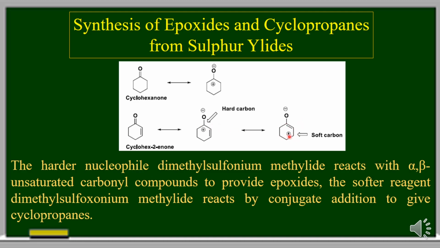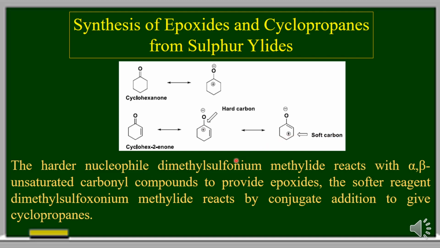Whereas in the other resonance structure, the beta carbon is holding positive charge and it is far from the oxygen. As it is far from the oxygen, it has less charge concentration. As the concentration of positive charge is less on the beta carbon, it behaves as a soft acid. So according to the hard and soft acid base principle, the HSAB principle, hard bases react with hard acids, whereas soft bases react with soft acids.